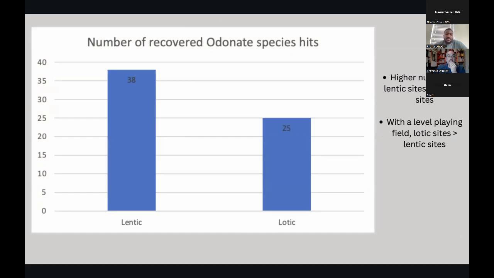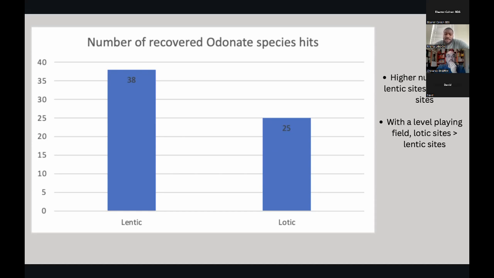And so here we were looking at lentic versus lotic sites. Lentic sites are water bodies that are just still, and lotic sites are flowing water bodies. So we compared the success in lentic sites versus lotic sites, and this study shows the evidence that overall we had a higher number of recovered odonate species hits in these lentic sites than we had in lotic sites. However, that doesn't particularly mean it performed better per se. It is worth mentioning that in lentic sites we had twice the number of sites than we had lotic sites, excuse me.